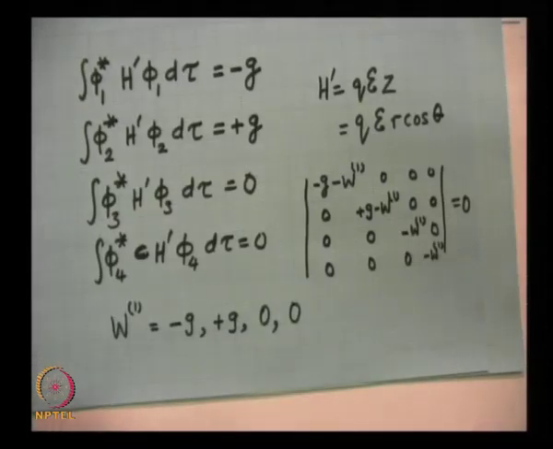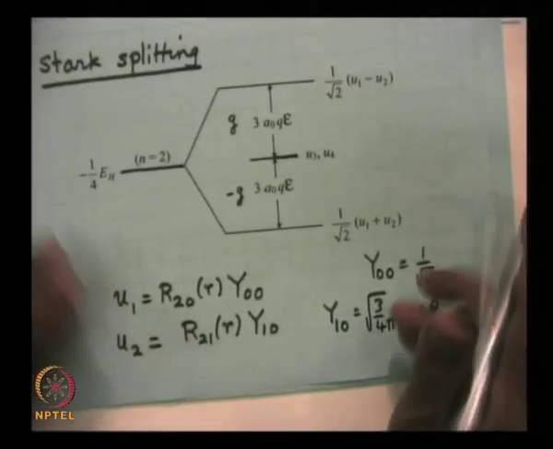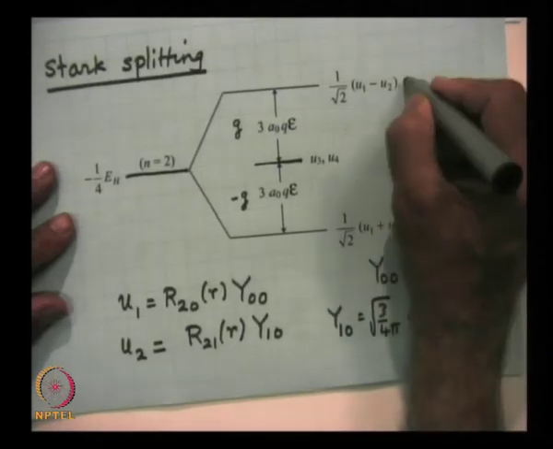So, if we start out with a representation in which H prime is diagonal, if we start out with those set of unit vectors in which H prime is diagonal, then it is fortuitous, and the diagonal elements will represent the perturbation. So, in this particular case, the diagonal ones, this is phi 1 that we had chosen, and this is phi 2.